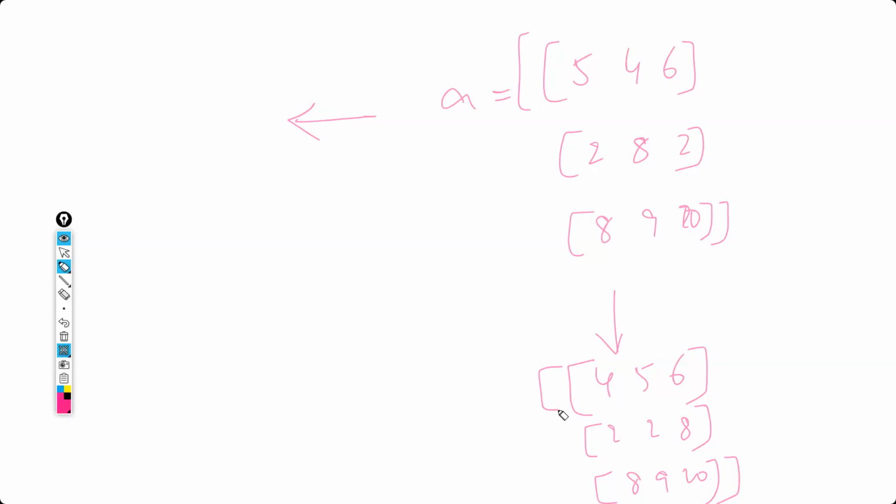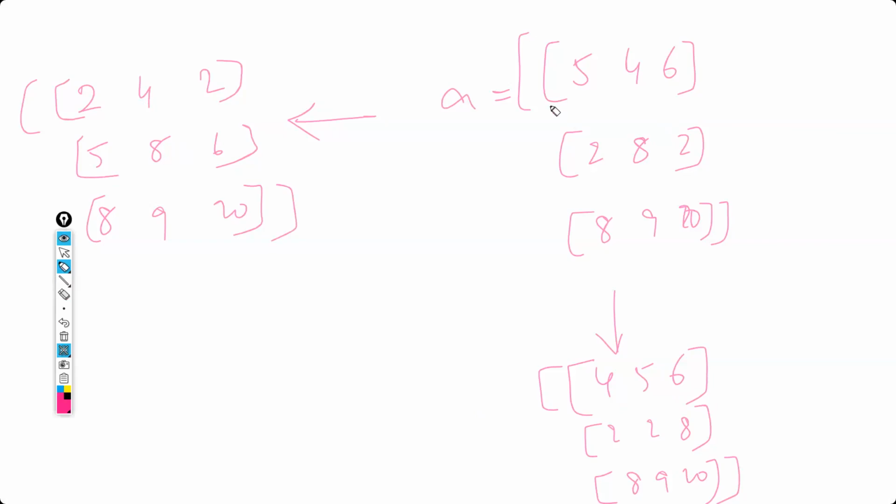Now coming to the column-wise sorting. Now what is meant by column-wise sorting? Means first it will take, instead of first row, first column. Now what is the sorting of first column? 2, 5, 8. Second column, 4, 8, 9. Third column, 2, 6, 20. So this is one kind of output and this is one kind of output. This is called as row wise sorting and this is called as column wise sorting.